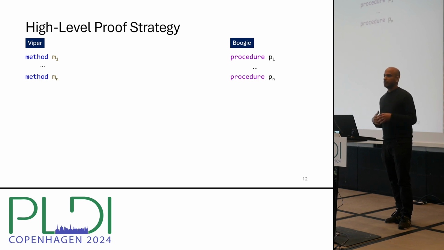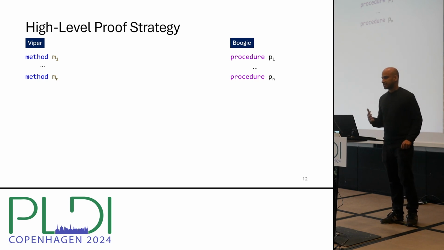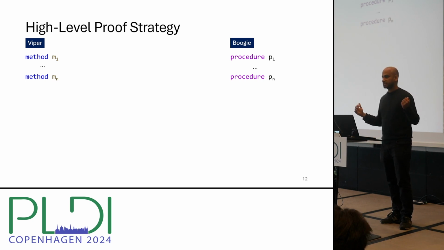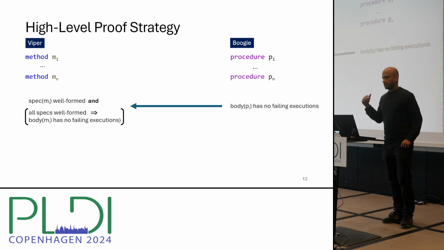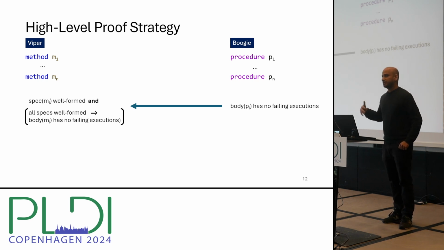So in general, a Viper program consists of a sequence of Viper methods that are translated to a corresponding sequence of Boogie procedures. There's a one-to-one correspondence. And our certificate relates each method with the corresponding procedure by proving the following statement. So if the Boogie procedure body has no failing executions, this implies the condition on the left for the corresponding Viper method. So first, the Viper method specification is well formed. This is the first part of the encoding that I showed on the previous slide.